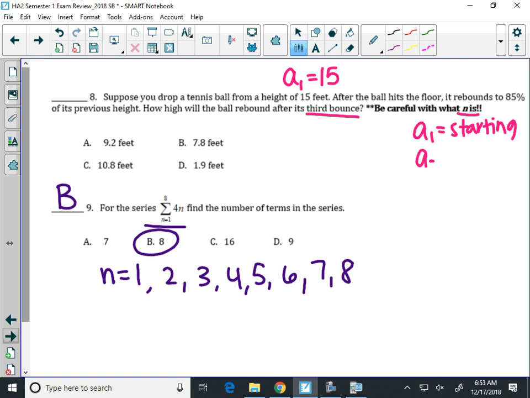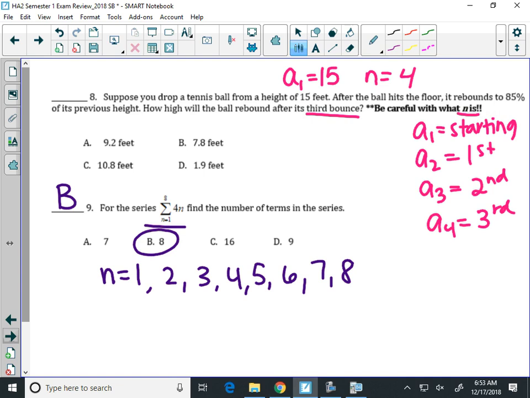that would mean that a sub 2 is the first bounce. A sub 3 is the second bounce. So a sub 4 is the 3rd bounce. So here, n is going to be 4, not 3 like you might initially think. So we're trying to find the 4th term because that would be the 3rd bounce.